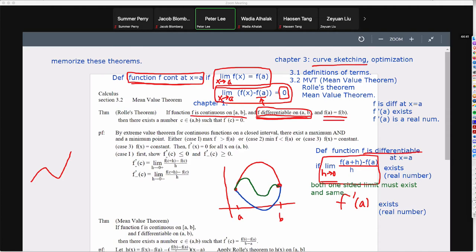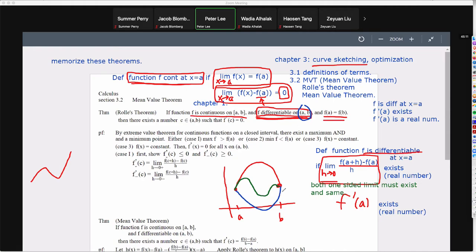And then if the hypothesis is satisfied, the hypothesis has three conditions. So Rolle's Theorem, hypothesis has three conditions. The function must be continuous from A to B, closed. Second, the function must be differentiable, but at the endpoints we cannot really talk about differentiability from both sides.